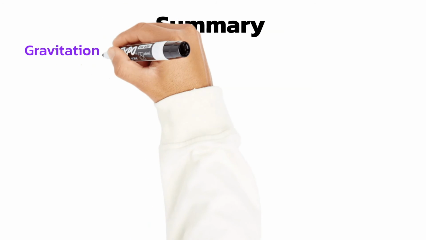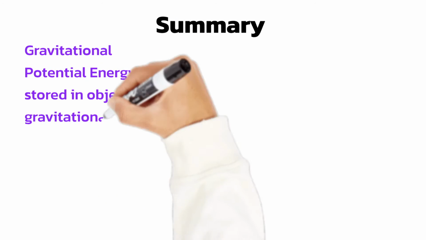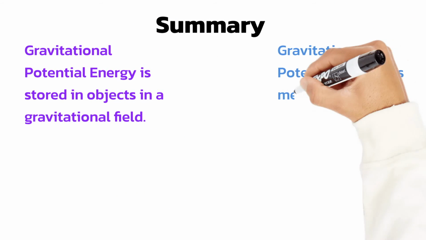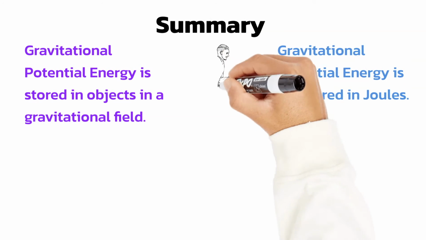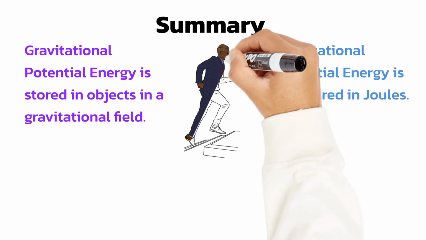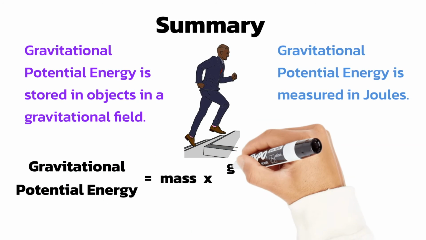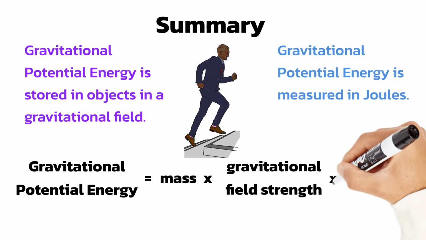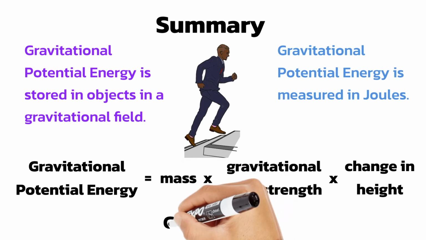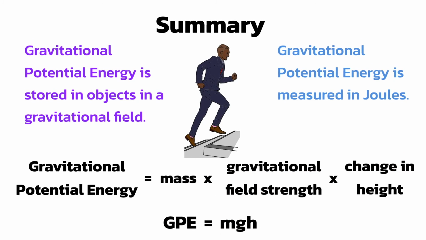So to summarize, you need to know that gravitational potential energy is the energy stored in objects in a gravitational field, and it is measured in joules. It is calculated using the formula, gravitational potential energy equals mass times gravitational field strength times change in height, or GPE equals mgh.